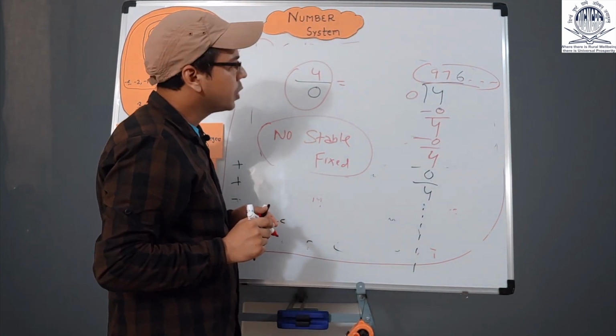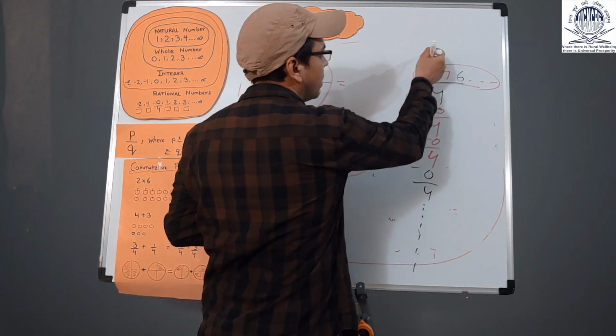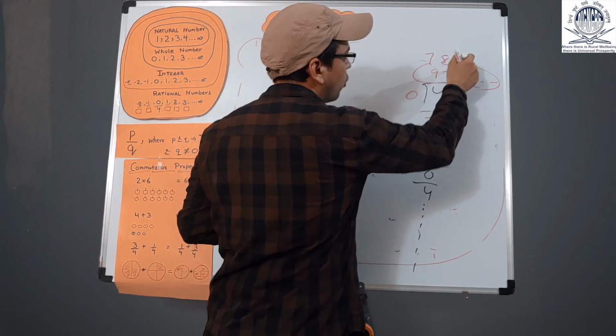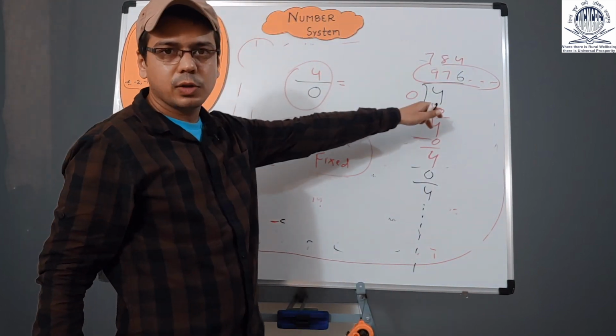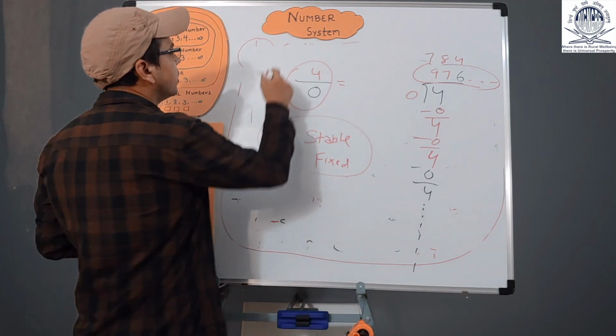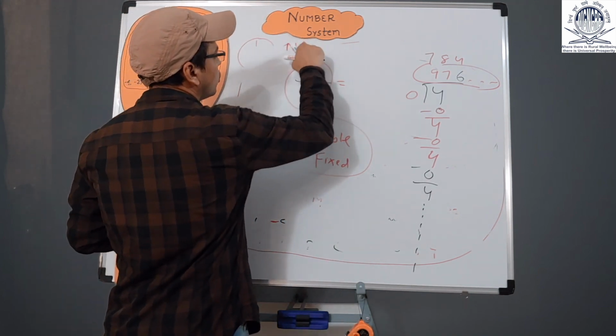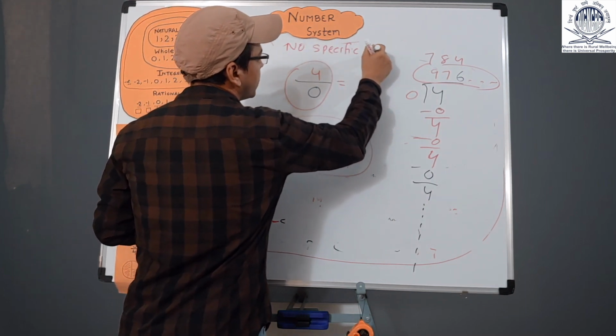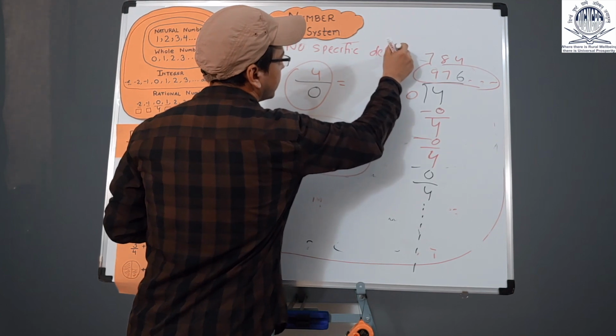Okay, if it cannot be defined, can I say, since there cannot be any definite answer? Because if you started with 7, then it would be 7. If you started with 8, it would be 8. It would be the 4. So there is no definite answer to this. So this means there is no specific definition to it, you can say.